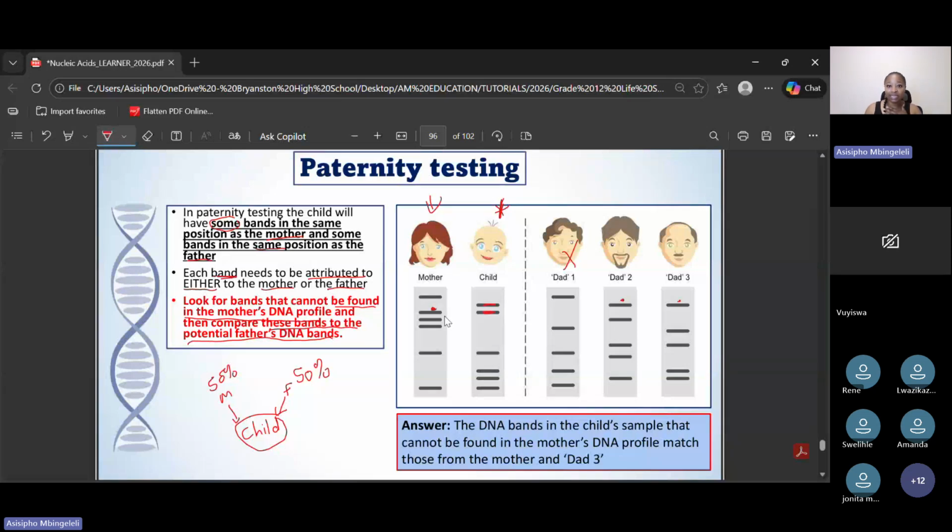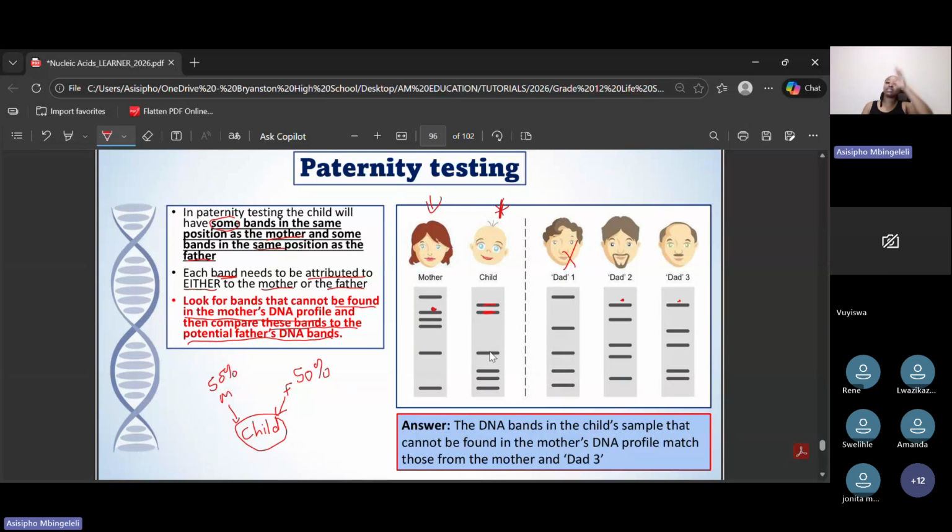Because what are we basically saying? We're saying this section of DNA was inherited from the mother. Because we can't have the same band being accounted for by both parents. That's not one of our rules. So that means this is accounted for. Then we go to this band.